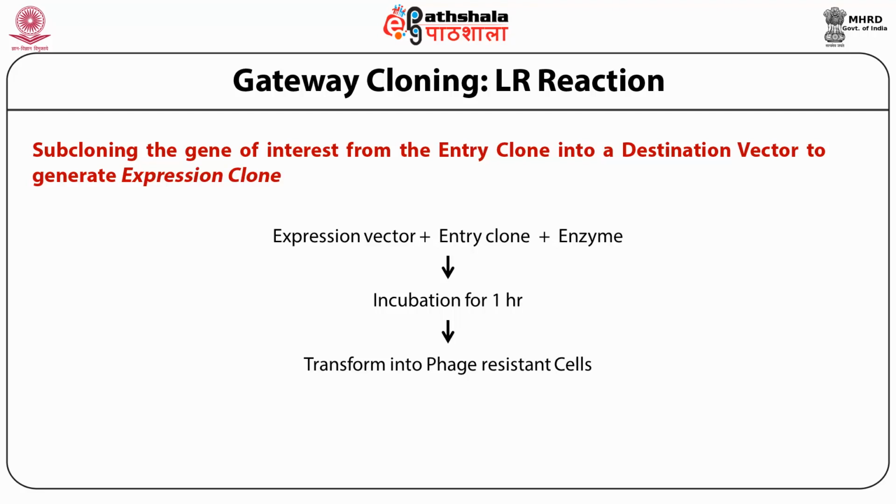We allow this reaction to go on for 1 hour, and then this reaction mixture is transformed into competent cells, and these competent cells are phage resistant. Thereafter, we screen the transformants. We plate these cells onto a selection media where we have our desired antibiotics, and these transformants are screened and the clone is confirmed by PCR or restriction digestion.